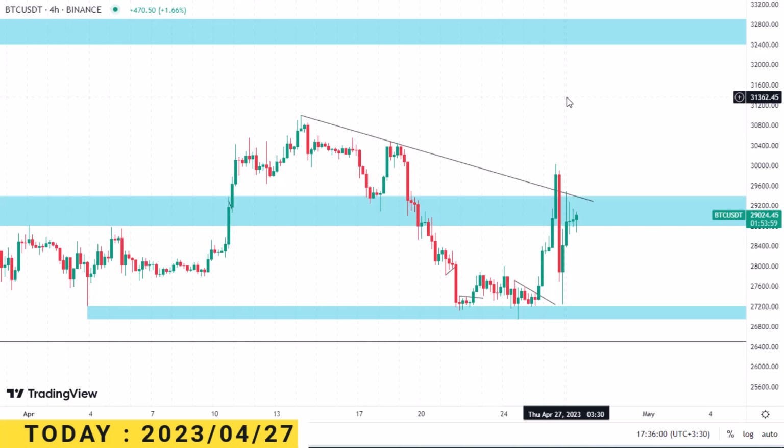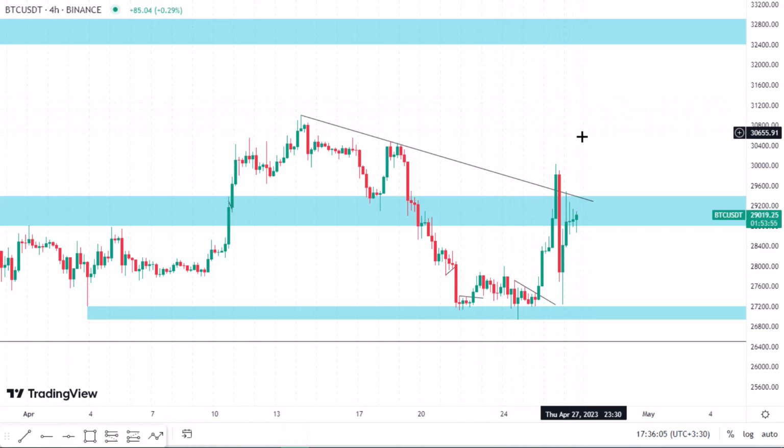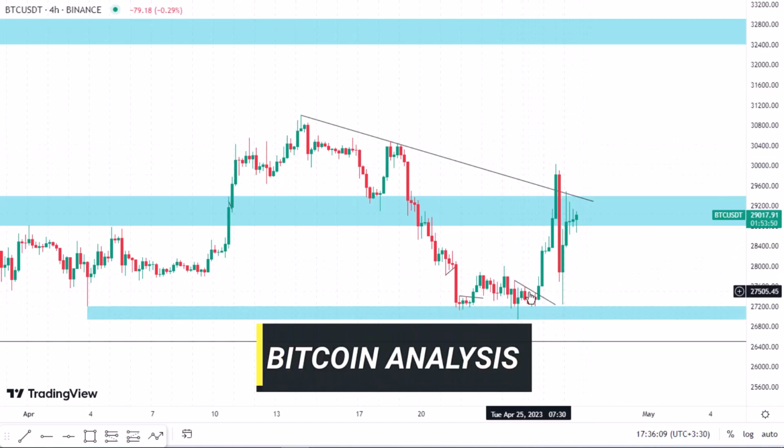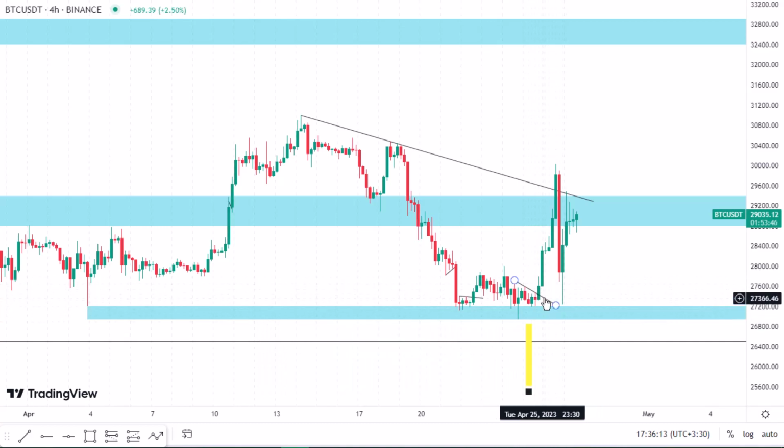Hey traders, welcome back. Here we are on the Bitcoin chart, and it is 4-hour time frame. As I told you in my previous analysis, we had this trend line broken to the upside. We entered the buy position here. We did set our stop loss and we got our reward.